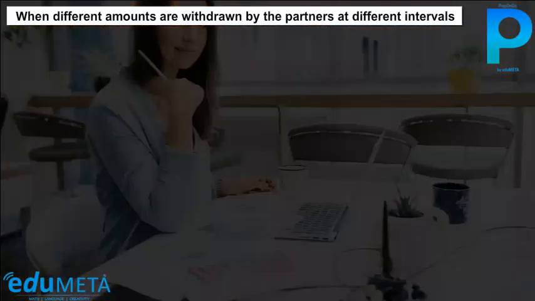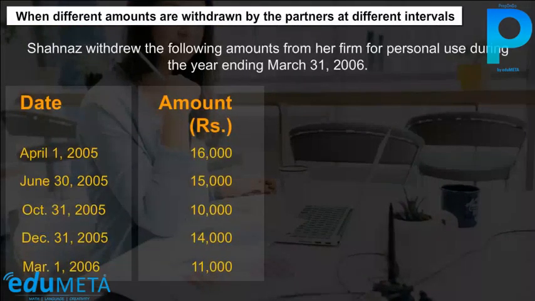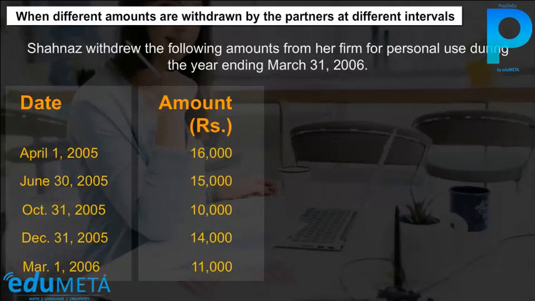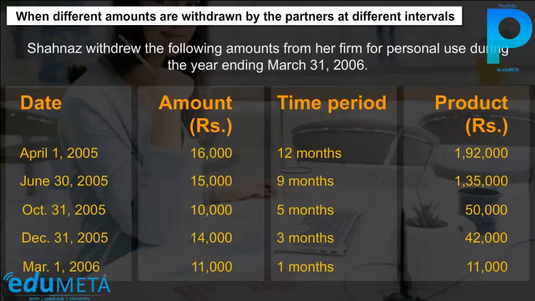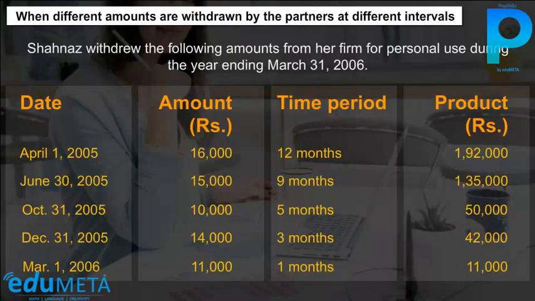For example, Shehnaz withdrew the following amounts from her firm for personal use during the year ending March 31st, 2006. Calculate interest on drawings by the product method if the rate of interest to be charged is 7%.